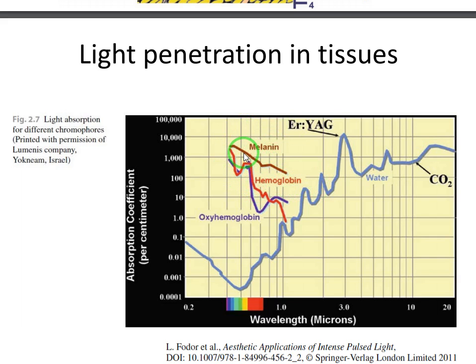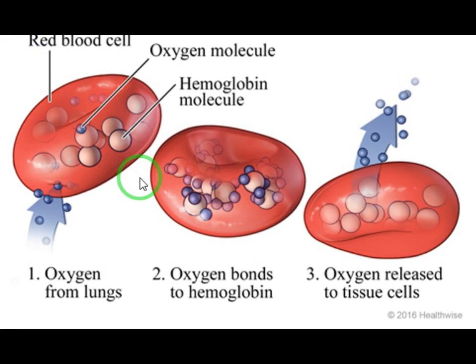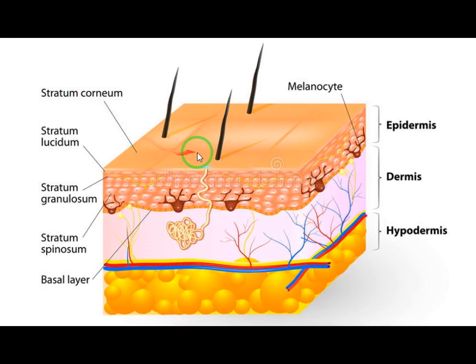Okay, what is hemoglobin? Hemoglobins are the oxygen transfer agents within our red blood cells. The oxygen will be absorbed onto the surface of the hemoglobins, and through the bloodstream they will deliver this oxygen into the cells. On the other hand, we have melanins. Melanins are responsible for the color of the skin and the color of your hair, and they are produced by cells called melanocytes.